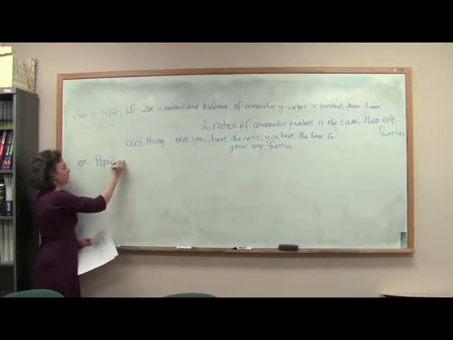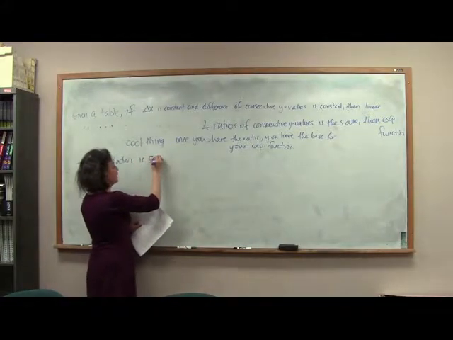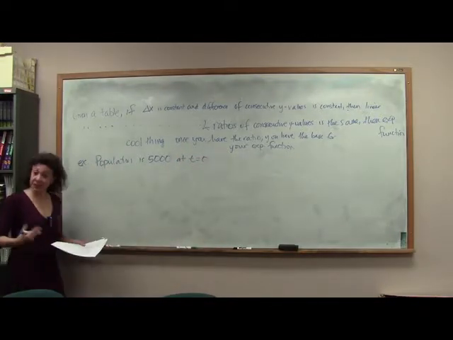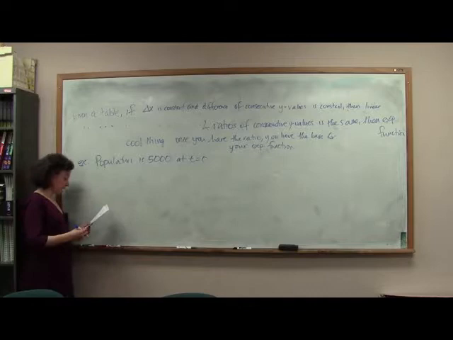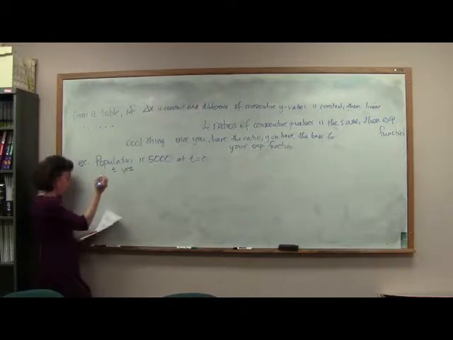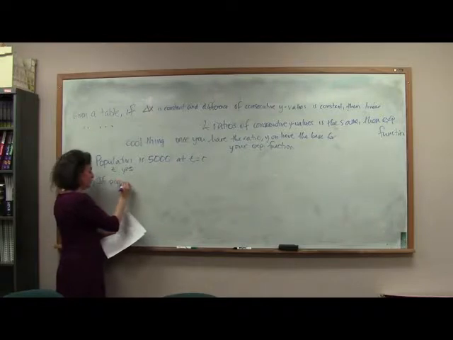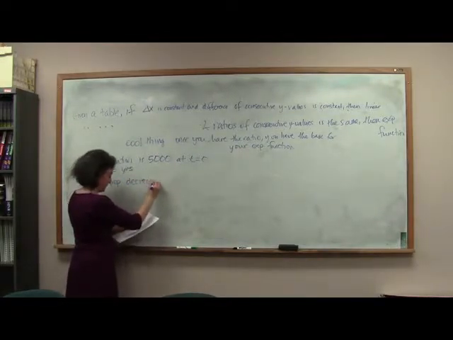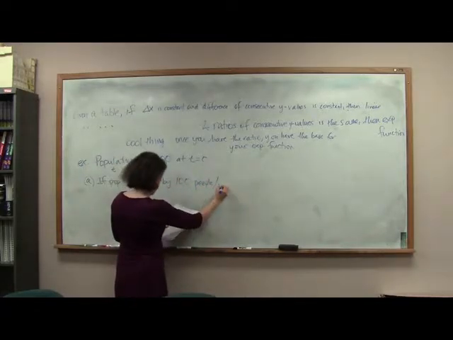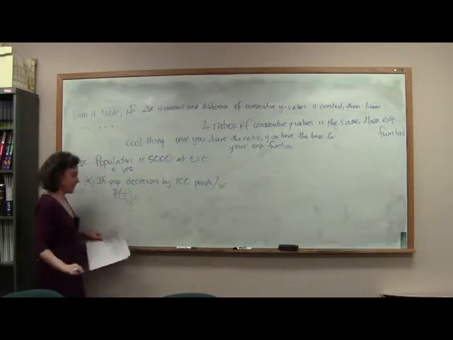Suppose we have some town and the population is 5,000 at t equals 0. In other words, initially. That's another way I could phrase that. Okay? And we're going to have t in years, by the way. Okay? Part A. If the population decreases by 100 people per year, we want to find a formula for the population at time t.